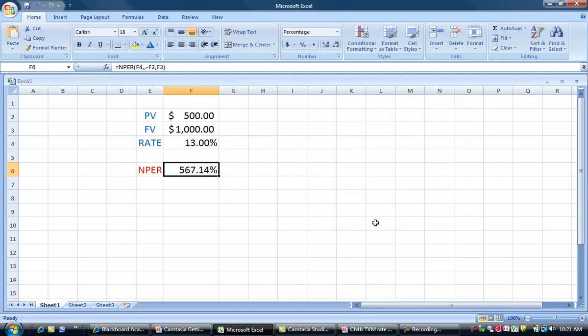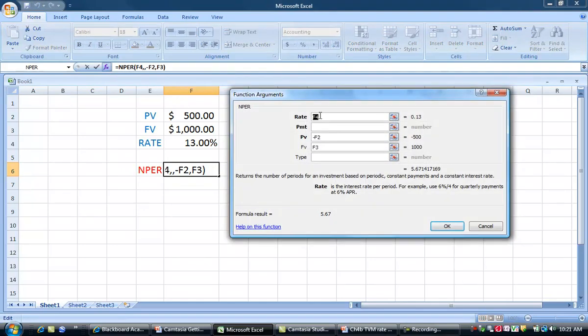And so the answer here, and let me format that correctly, the answer here is it's going to be 5.67 or 5 2/3 years before our $500 grows to $1,000. And that's based on using the NPER function. Here's a quick look at what the variables were that went in if you need to review that again. Please push pause.